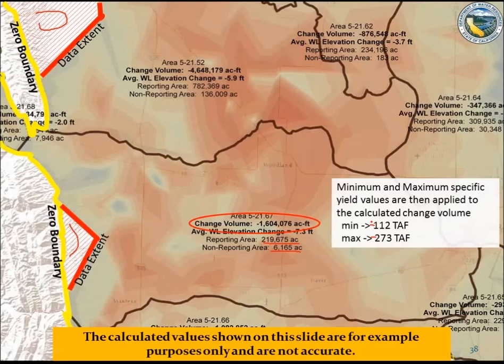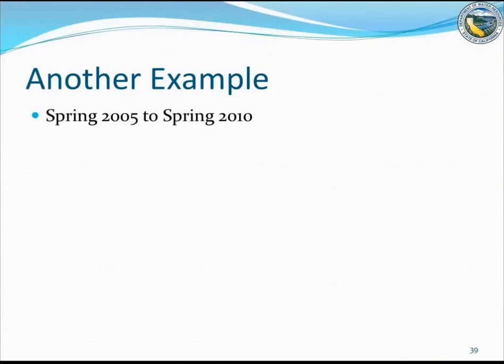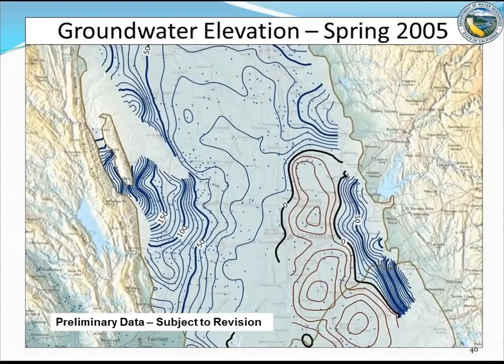So let's just go through another example that mimics something more like what you would see in the water plan. In this particular case, we're looking at the change from spring 2005 to 2010 in a portion of the Sacramento Valley. We've done our query here. You can see our points as the little dots there.